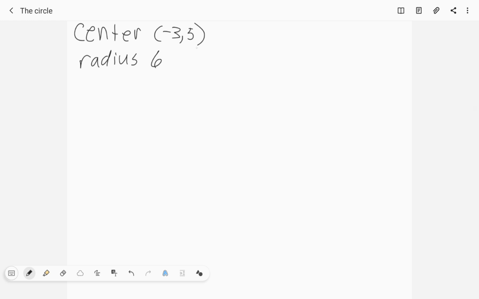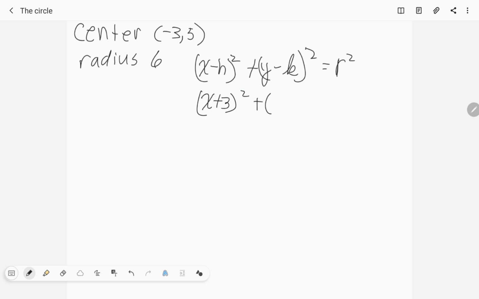Standard form is easy because it's (x minus h) squared plus (y minus k) squared equals r squared. So my center is h and k. It would be x minus -3, which makes it (x plus 3) squared, plus (y minus 5) squared is equal to r squared. Well, if my radius is 6, 6 squared is 36. And so that is my equation in standard form. There's nothing else to do there.